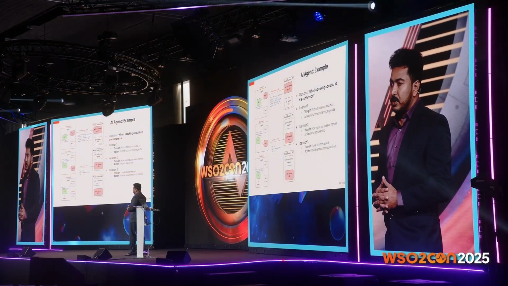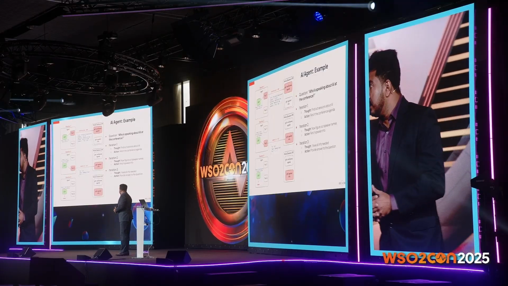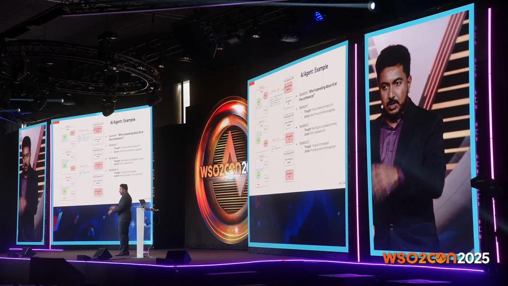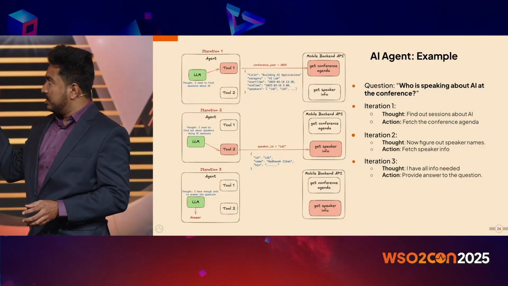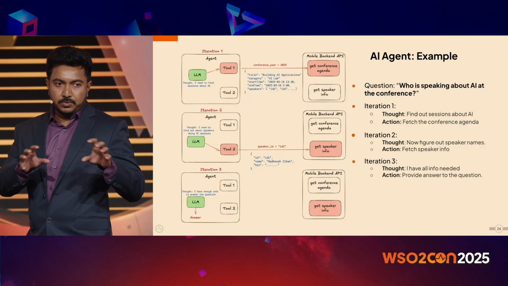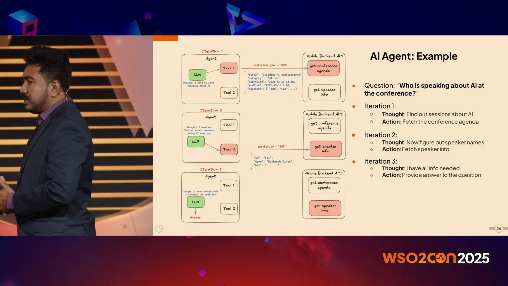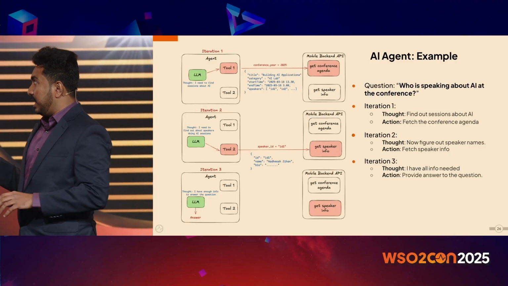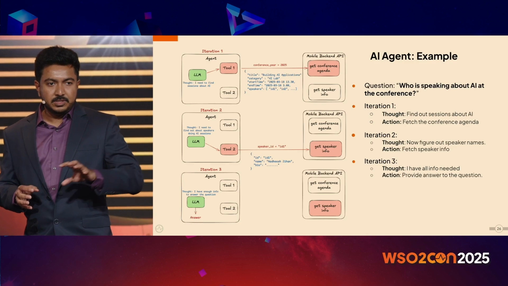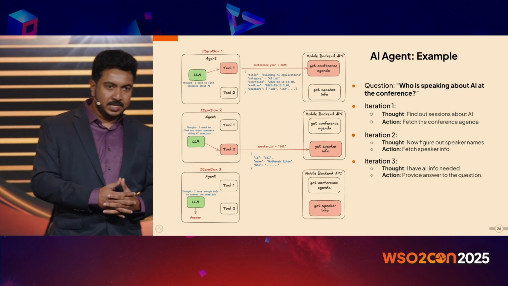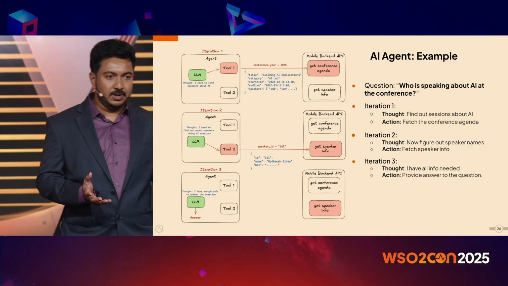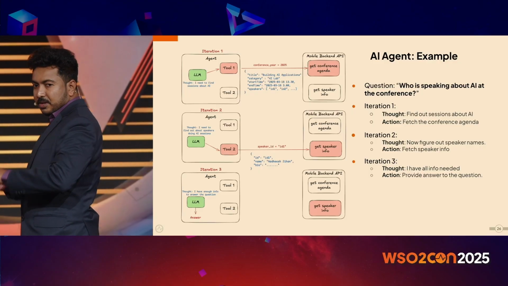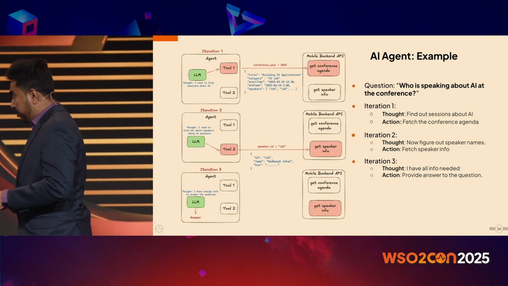We can ask a question like, who is speaking about AI at the conference? When we ask this question, the first thing it has to do is maybe look at the speaker information, or the agent has to fetch the session agenda. It has to do one of the two. Let's assume it is fetching the session agenda. When the agent has fetched the session agenda, it will have all the information about the sessions, but also a set of IDs for the speakers, because that's the way we usually design APIs, right? We don't have all the information with one API call. We have to decompose that.